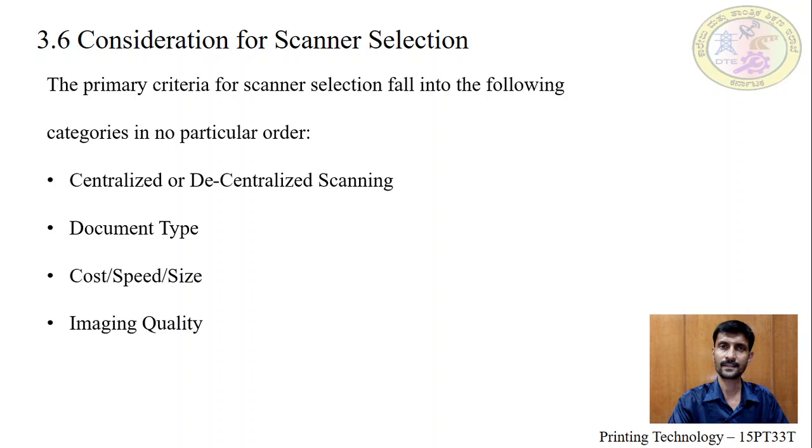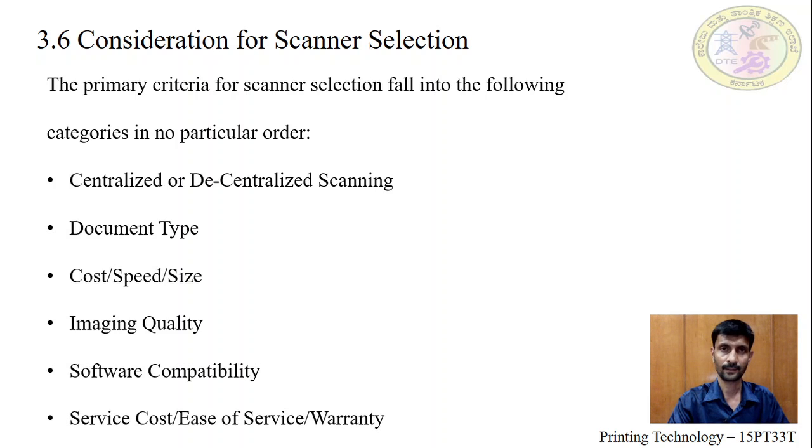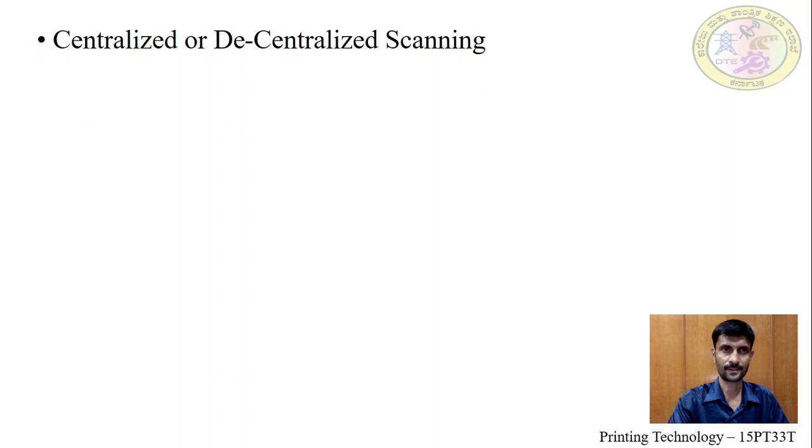Then how good is the image quality output it will give when you scan the object. Then whether this scanner is software compatible or not. Then finally, the service cost, whether it is easy to service, and the warranty period, how many years of warranty is given by the manufacturer. These are the things to be considered while selecting the scanner. Let us understand one by one what the criteria are and what they do.